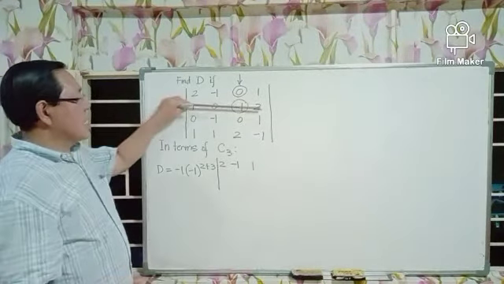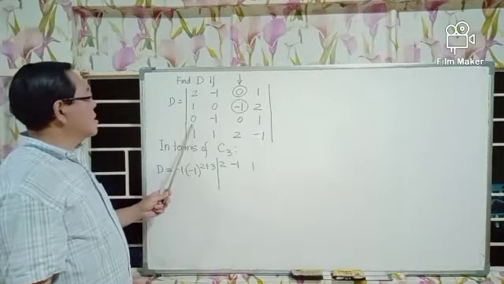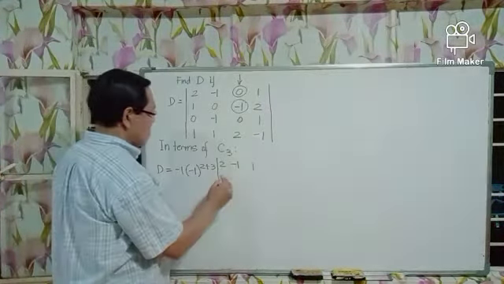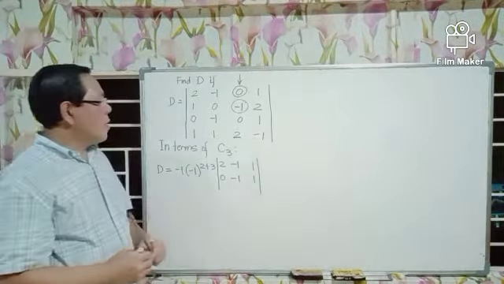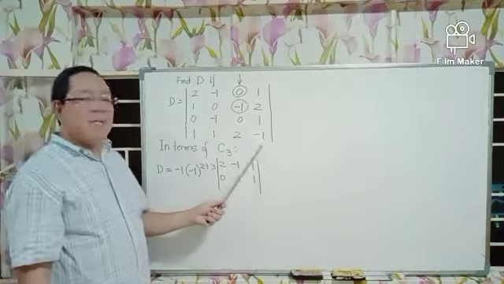We delete the second row. The entries in the next row are 0, negative 1, 1. And the entries in the last row are 1, 1, negative 1.